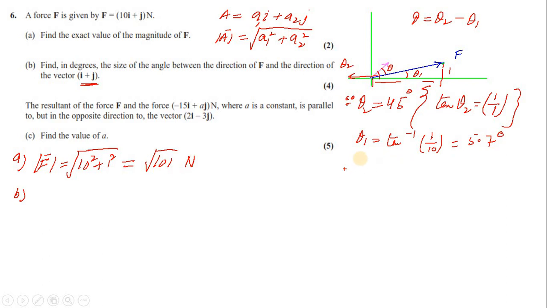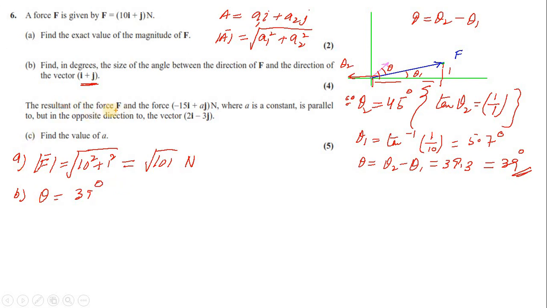Now theta is theta 2 minus theta 1. So 45 minus 5.7, which is equal to 39.3 degrees. Or you can say it is 39 degrees. This is the angle between the two vectors. So theta, you found here, is 39 degrees.